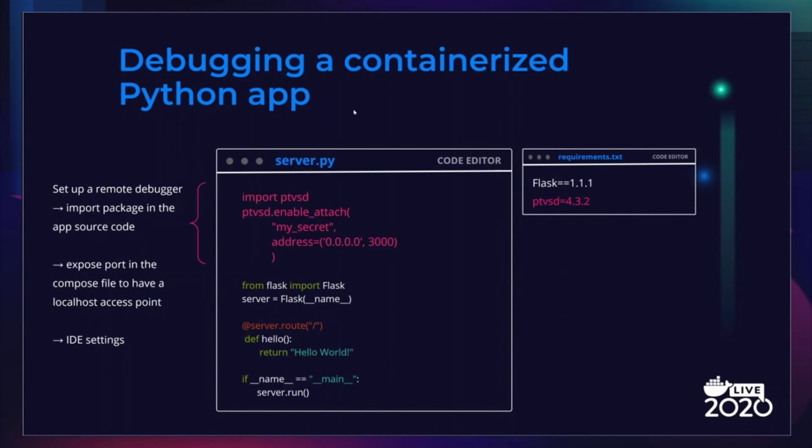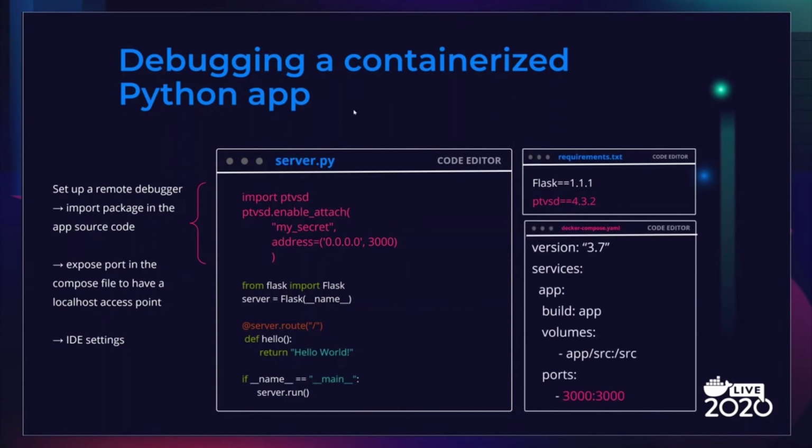We can do this for our Python service in the following way. We need to import a debugger package in the source code and then update the dependency files to get it installed. And we need to expose the debugger port in the compose file and then set up the IDE with the debugger with it and the source code path.